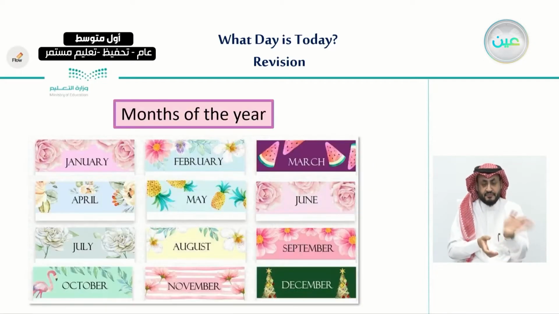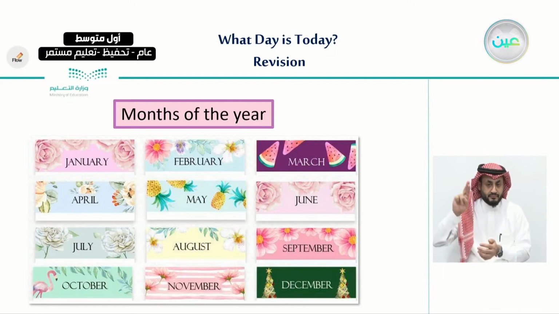About the months of the year, we said that we have 12 months, and we need to memorize them also in the same order. So we start with January, February, March, April, May, June, July, August, September, October, November, and December.